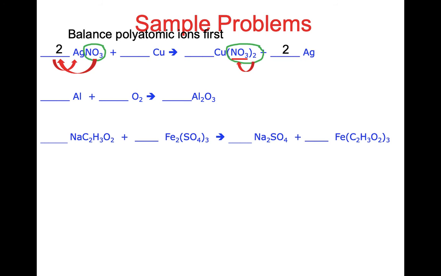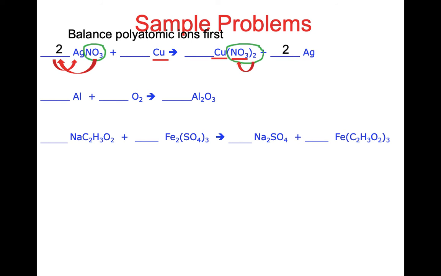Now my silvers are balanced, my nitrates are balanced. The last thing I need to check are my coppers. I have 1 copper on the left side of the yield sign, and I have 1 copper on the right side. So now this is a balanced equation. The coefficients are 2, 1, 1, 2.